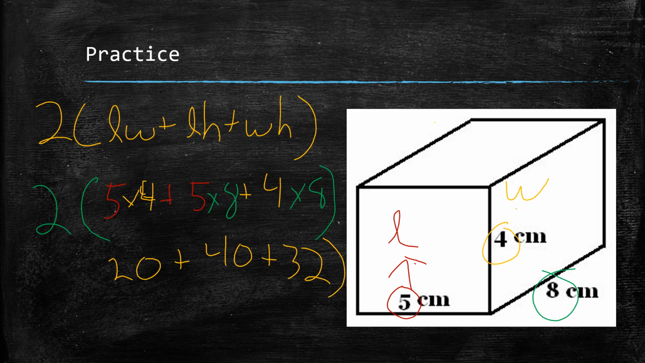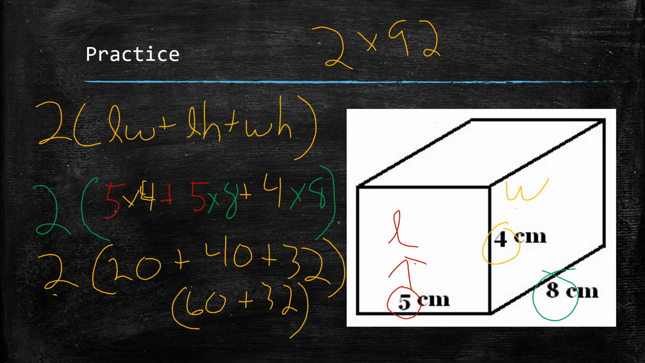And all of this will need to be multiplied by 2 because we have 2 of every side that is the same length. So if I was to add this together, 20 plus 40 is 60. 60 plus 32 is 92. So my problem now becomes 2 times 92. You parentheses that, and when numbers touch the parentheses, means multiplication. So these problems look long and they can get long, but if you do know your multiplication facts fairly well, you are able to work these a little quicker.